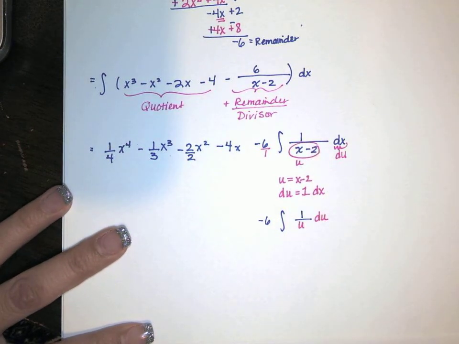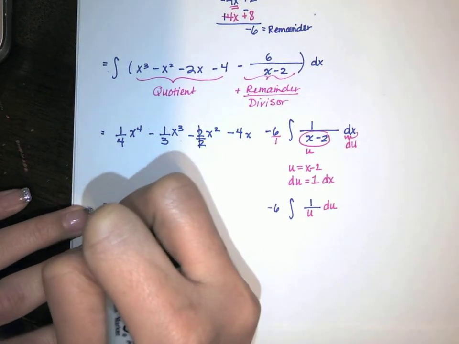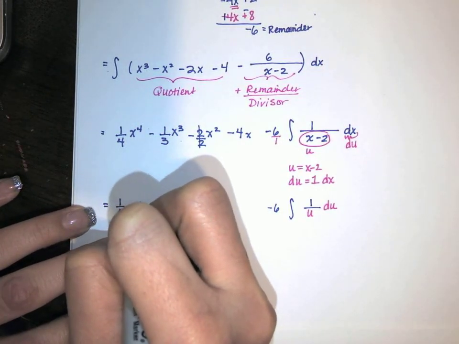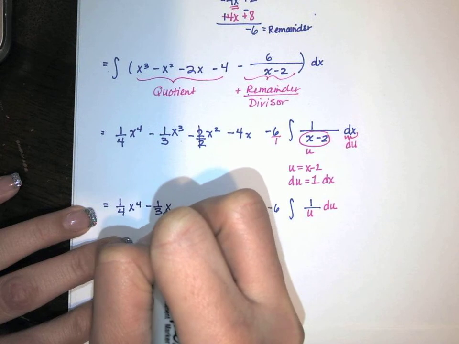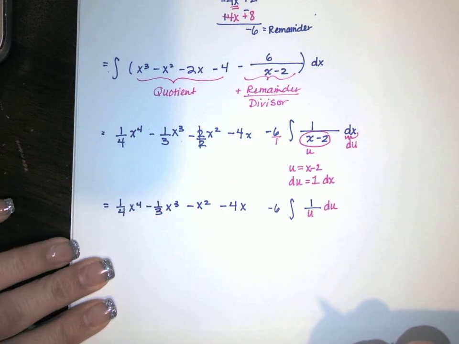And we've got a rule for that. That's a log. I'm going to bring everything else down. I like to keep things equal. If I say it's going to be equal, I want it to be equal. So I've got that.